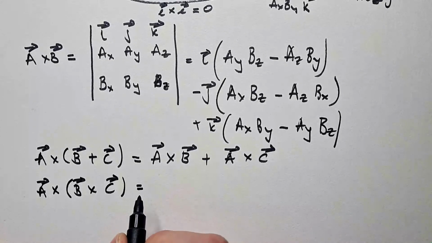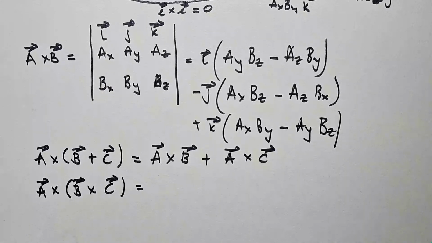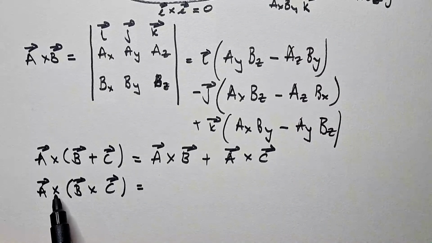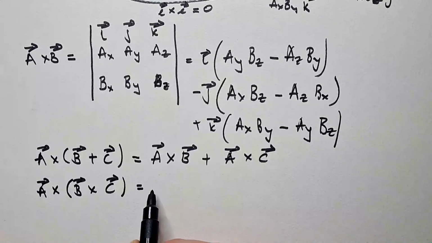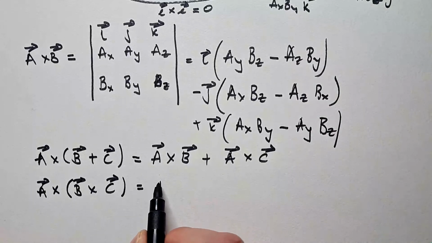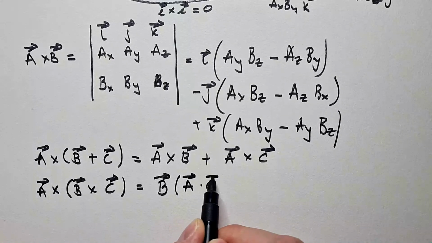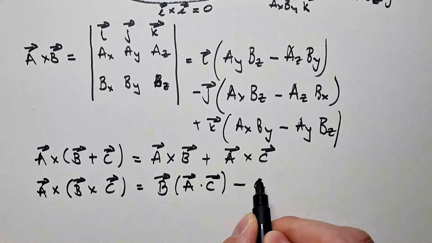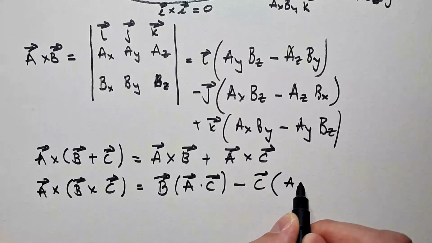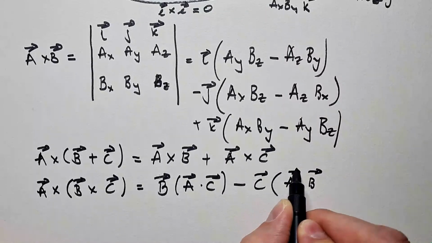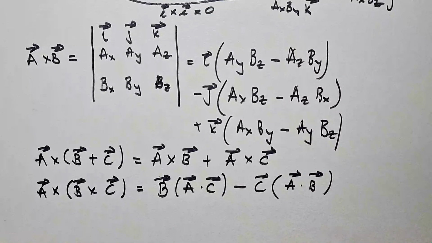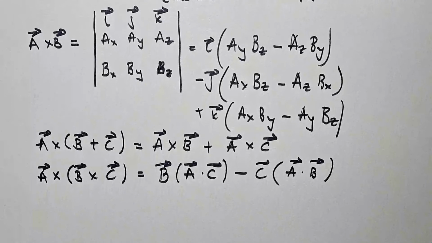And please remember that in the case of dot product, we cannot have this triple dot product, and I explain why in that video. But in the case of this, remember the rule BAC minus CAB. When you cross these, you have BAC minus CAB. So B (A dot C) minus C (A dot B). This can be proven, but I am not going to do it here for the sake of shortness.